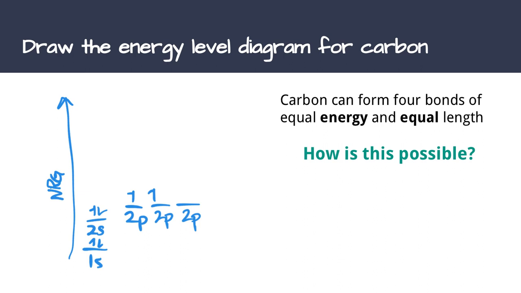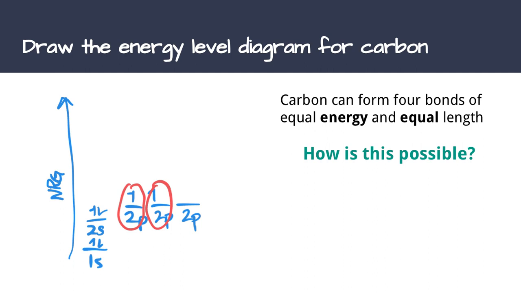Based on what we've talked about already in this video, we have two 2p orbitals with one electron in each. So you would think that carbon would only form 2 bonds, but carbon will actually form 4 bonds of equal energy and equal length. So how is this possible?